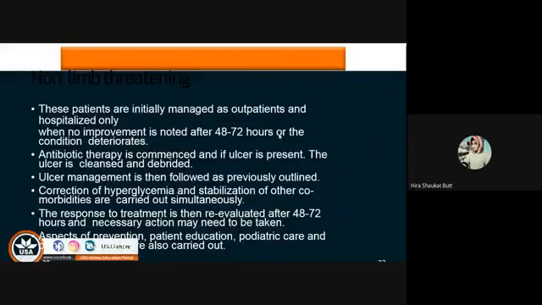What to do for the non-limb threatening ulcers? Obviously, the patient is diabetic and there can be contralateral limb involvement in the later days as well. So in the case of the non-limb threatening, what points must we consider? These patients are initially managed as outpatients and hospitalized only when no improvement is noticed after 48 to 72 hours or the condition deteriorates. Antibiotic therapy is commenced, and if an ulcer is present, antibiotic therapy will be advised.